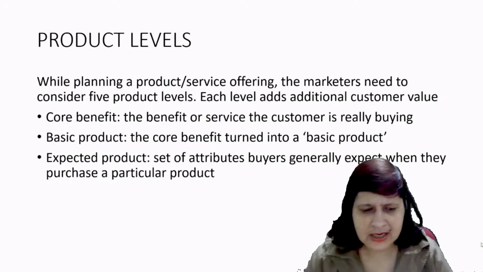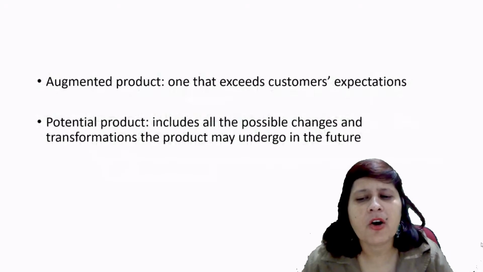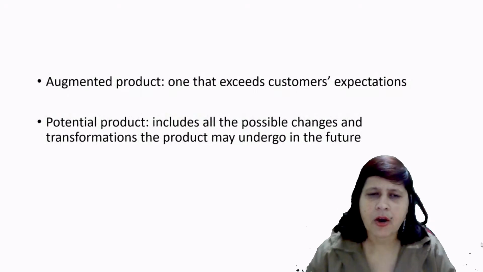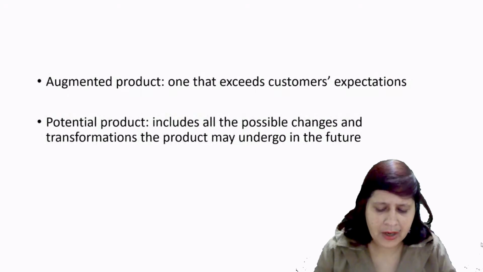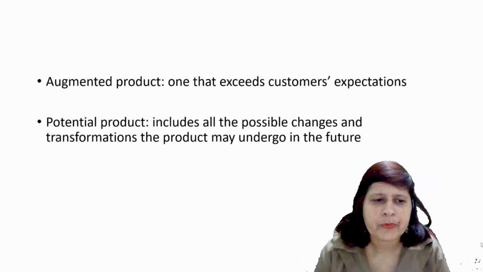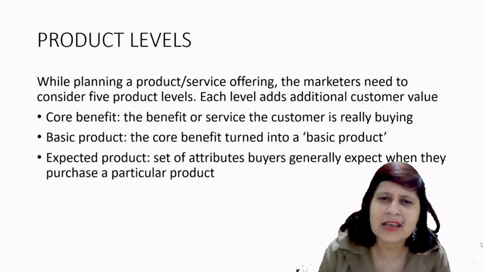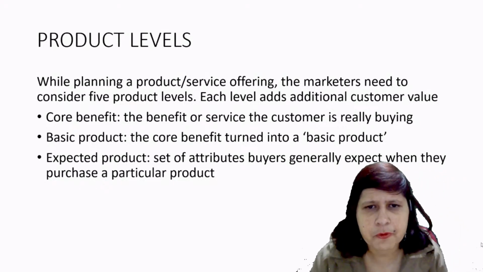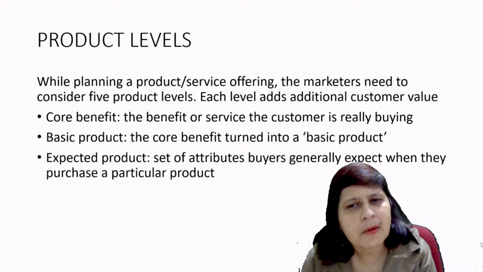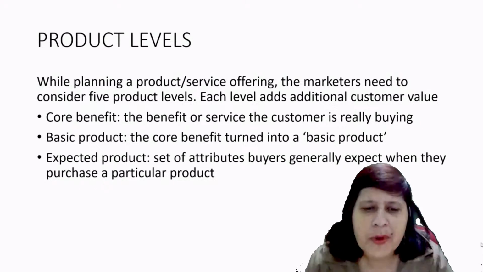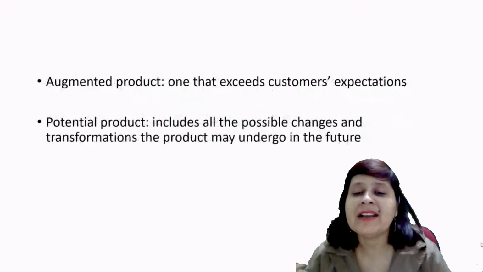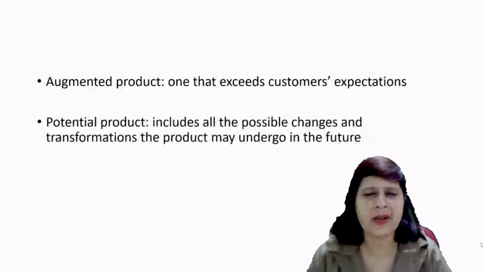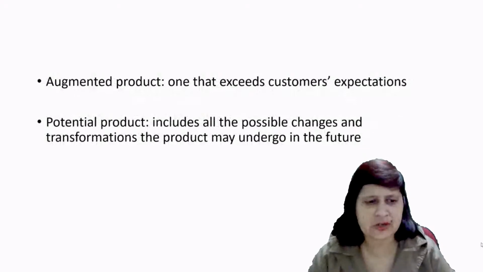So all these are the expected product. Then the augmented product is one that exceeds the customer's expectations. Suppose my expected product is the weight of the phone, or the size of the phone, or the camera quality of the phone. All these are the expected product, right? What is augmented product? That which exceeds the customer's expectations is the augmented product.